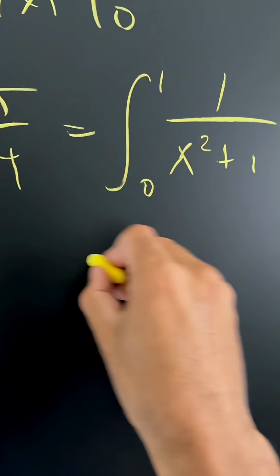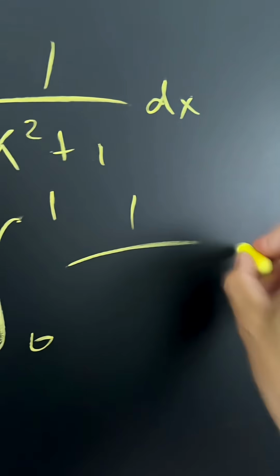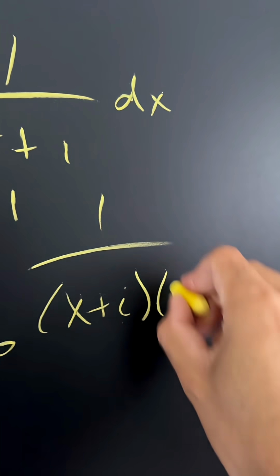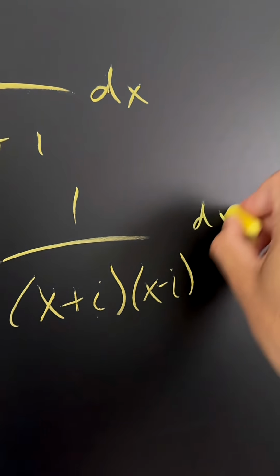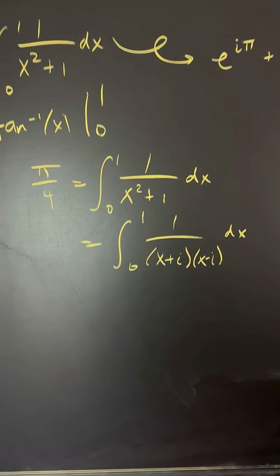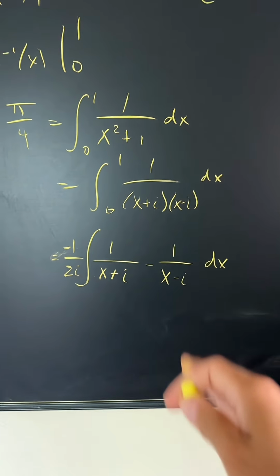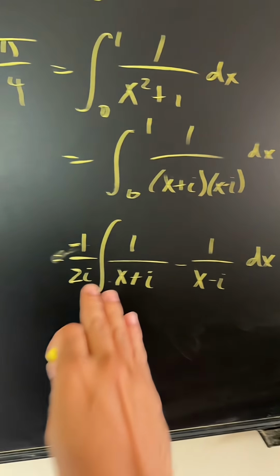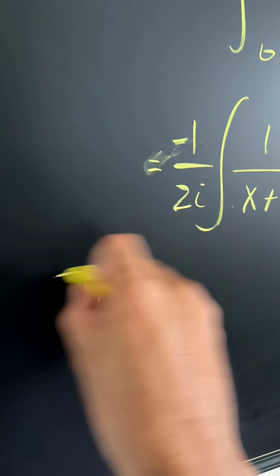decomposition, because this we can rewrite as x plus i times x minus i with respect to x. So using partial fraction decomposition, we're just going to rewrite this into this right here. This is where I invite you to kind of solve this on your own. Okay, so let's go ahead and talk about this. This is pi over 4.